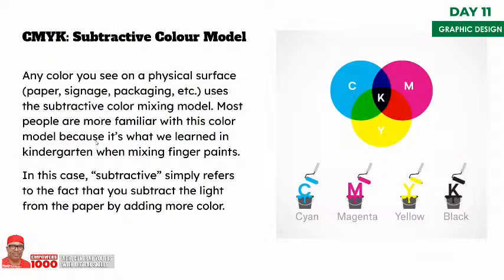This is for cyan, magenta, yellow, black. These are used by people that do printing press, newspaper. This is the color wheel they use. And it's a subtractive color model. It's a subtractive color, which means you remove the color.